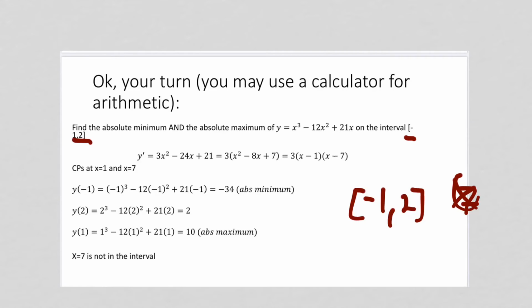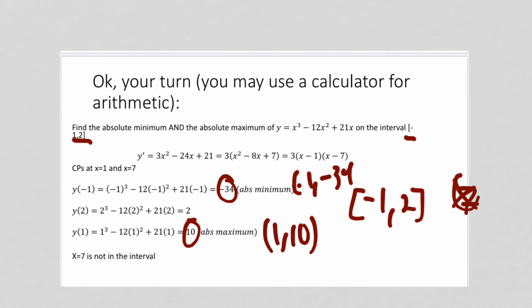So now we just have to look at these three values, and we see -34 is the smallest, and then 10 is the biggest. So our absolute max is at 1, 10, and our absolute min is at -1, -34.